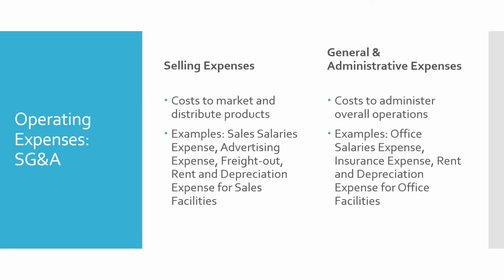Operating expenses are typically referred to as SG&A, which stands for Selling, General, and Administrative Expenses. These are costs incurred in connection with the primary operations. Selling expenses are costs incurred to market and distribute products and include sales salaries, advertising, freight out, and depreciation on sales facilities. General and administrative expenses are costs incurred to administer the overall operations and include office salaries, insurance, rent, and depreciation for office facilities.